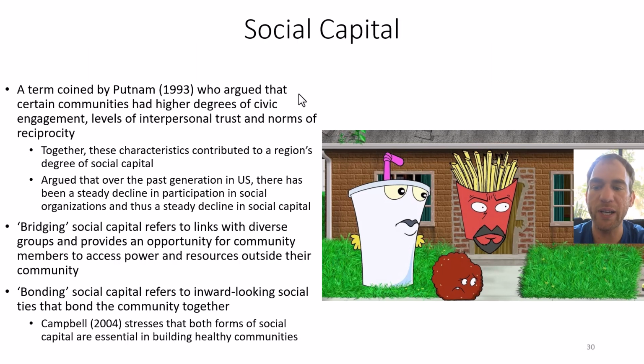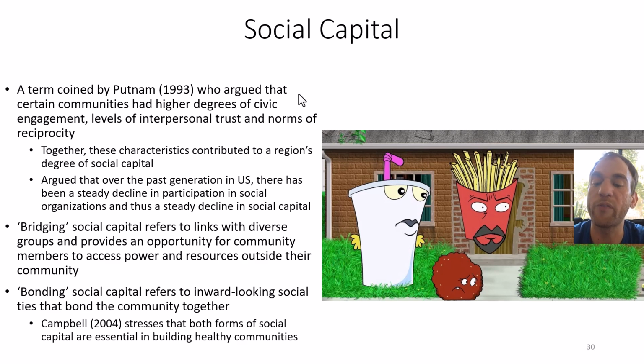Next, we have social capital. This is a term coined by Putnam in 1993, who argued that certain communities had higher degrees of civic engagement, levels of interpersonal trust, and norms of reciprocity. Together, these characteristics contributed to a region's degree of social capital. He argued that over the past generation in the U.S., there's been a steady decline in participation in social organizations and thus a steady decline in social capital.